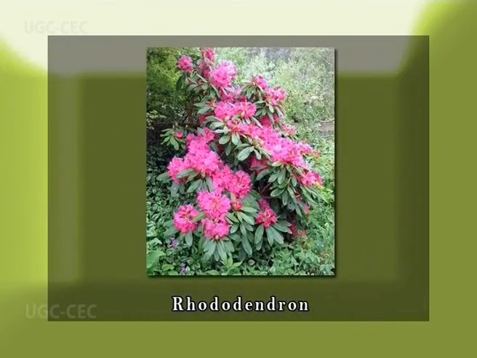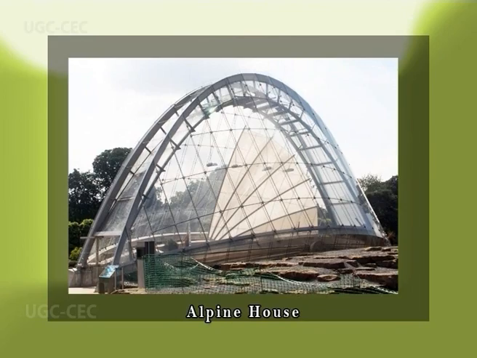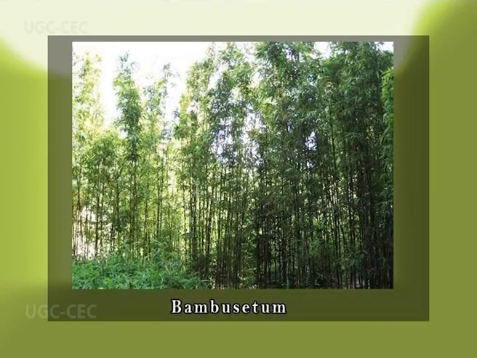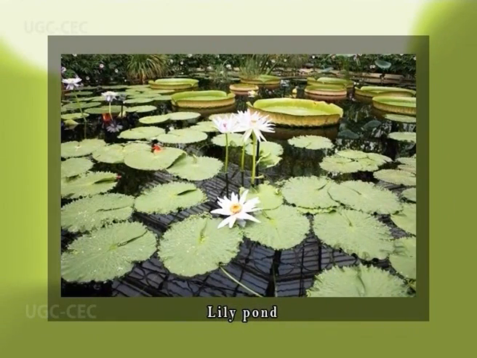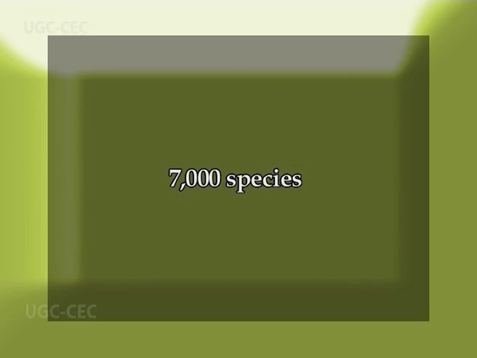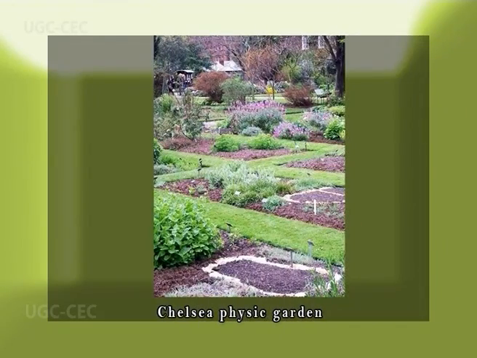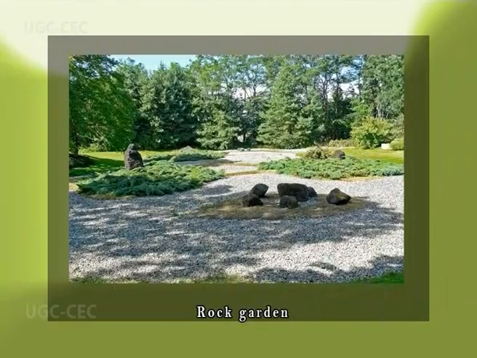A rhododendron garden was introduced by J. D. Hooker, and an alpine house, a rose garden, bamboo garden, and a lily pond by Thiselton-Dyer. Its arboretum has over 7,000 species and glass houses over 13,000 species. It also has a laboratory which provides research facilities to botanists from various fields. Some of the other remarkable features of this garden include a Chelsea Physic Garden and the world's best rock garden.